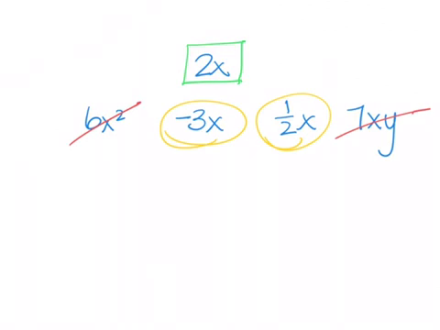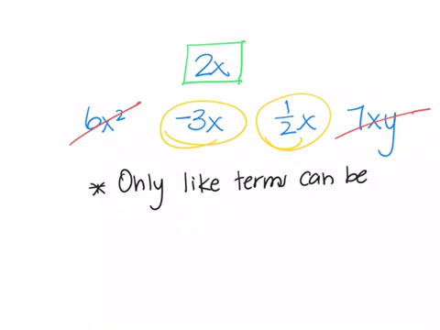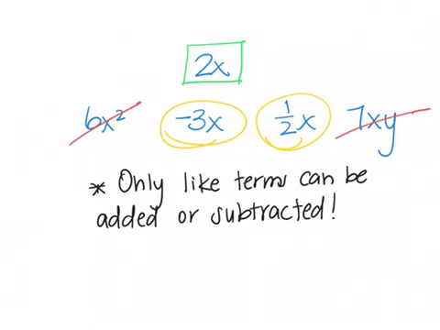This is important to you because when you are simplifying expressions, you can only add or subtract terms that are like terms. So if you don't have that written down somewhere, that's something that you want to write down. Only like terms can be added or subtracted. That, again, is important for you to know and be aware of.